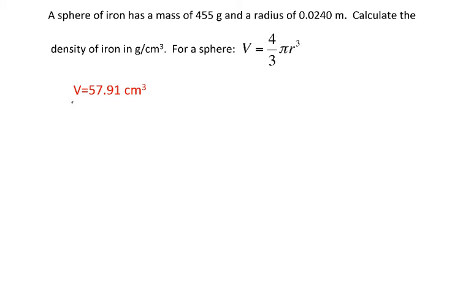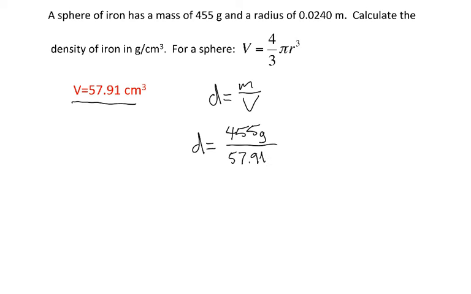Okay, so here's the volume we calculated on the previous slide. And then I know that density is mass over volume. So my density is 455 grams divided by 57.91 centimeters cubed. And when I plug that in my calculator, I get 7.86. And the units are grams over centimeters cubed. And that's what they asked us to calculate the density in. And so this is our final answer.